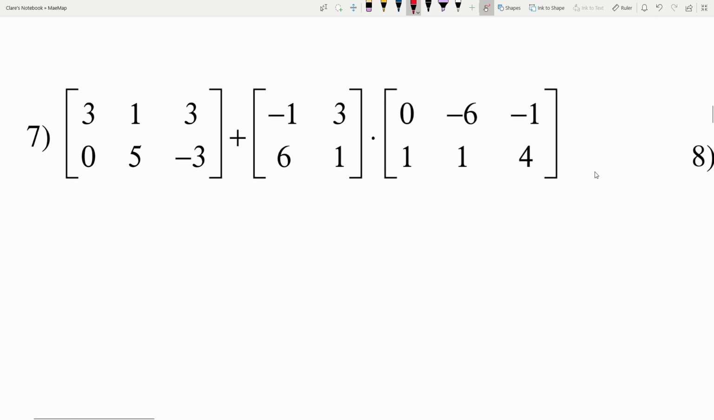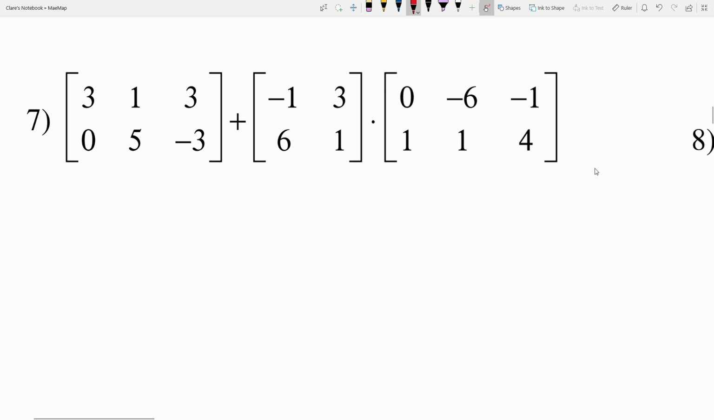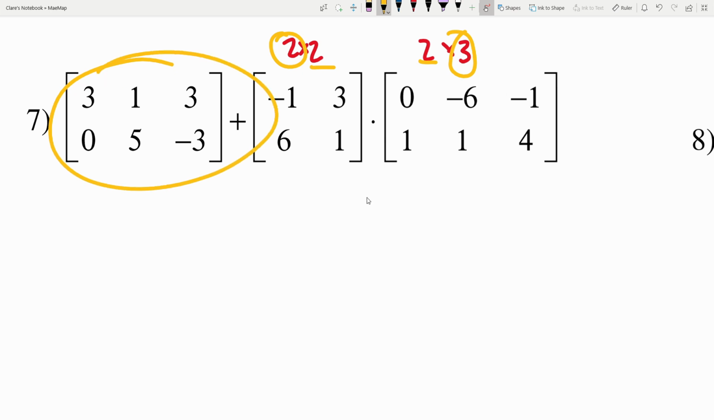In number 7, I'm adding and multiplying matrices, but first we need to multiply. Let's see if we can. We have a 2 by 2 multiplied by a 2 by 3, which we can indeed multiply, because the columns of the first match the number of rows in the second. The result of that is going to be a 2 by 3. So can we add? Yes, because this is a 2 by 3, and the result of this multiplication will be a 2 by 3. They will be the same size, therefore we will be able to add.